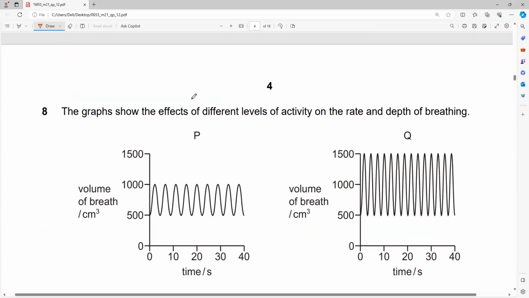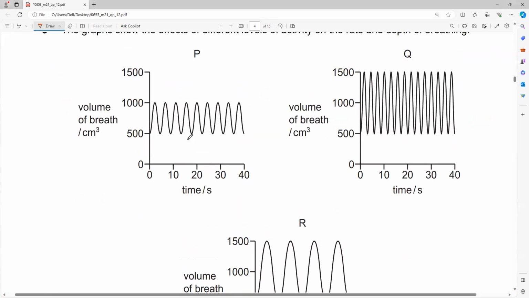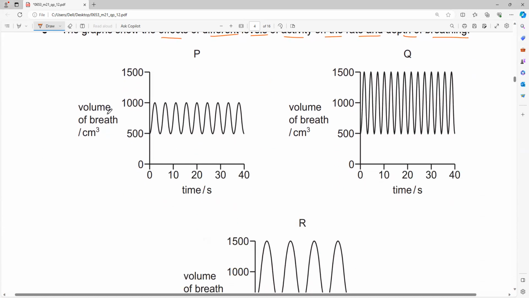Okay. So this is again a graph based question. This is the CBSE trend. This is a real life question that relates to everybody, so have a glance and focus on it. The graph shows the effect of different levels of activity on the rate and depth of breathing. This axis is volume of breathing air, and the other is time.